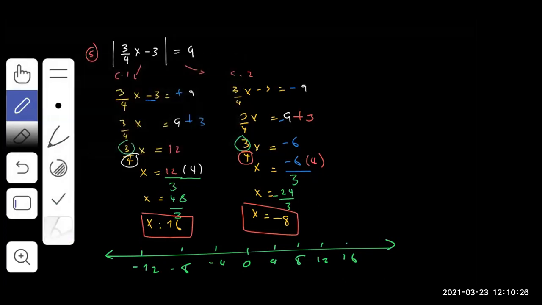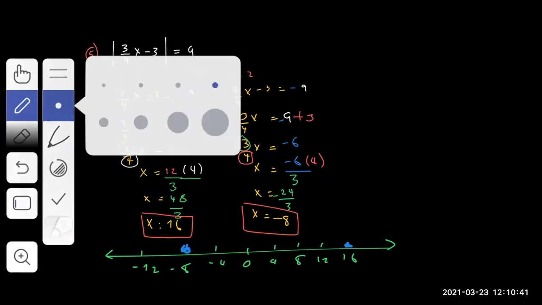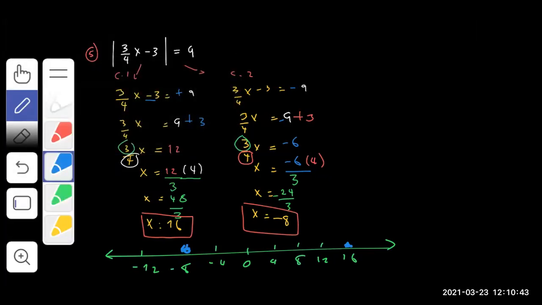Okay, let me find the answers. What is the first one? Positive 16. What is positive 16, guys? I think it is this point, right? Yes. Okay, this point. And what is the other one? Minus 8 is right here. And we got it, guys. What is the solution, guys? Positive 16 and negative 8. That's it. Just like that.